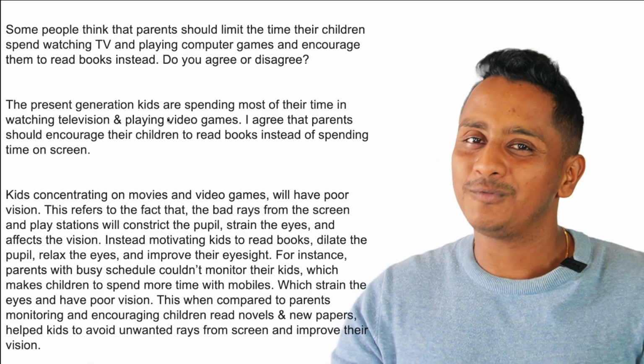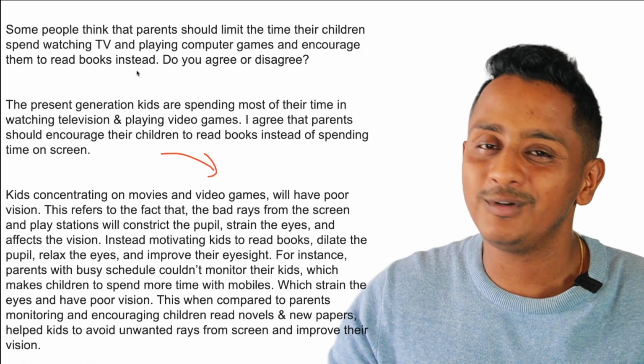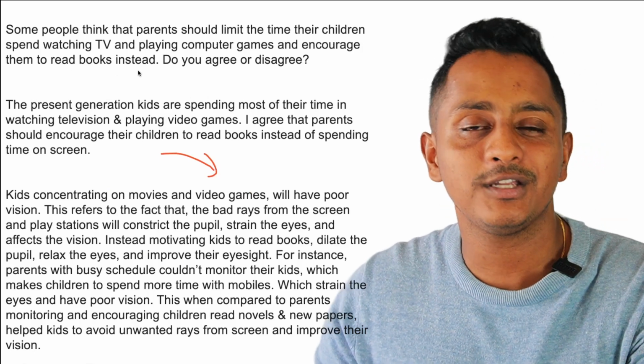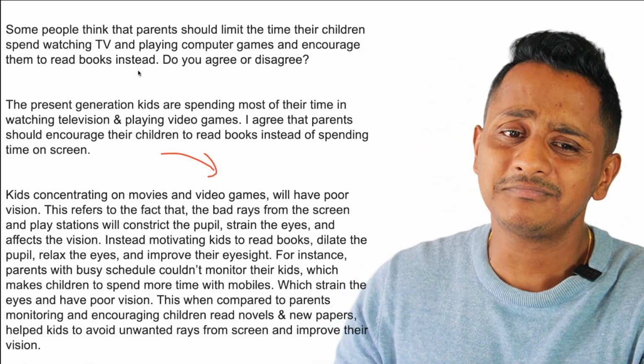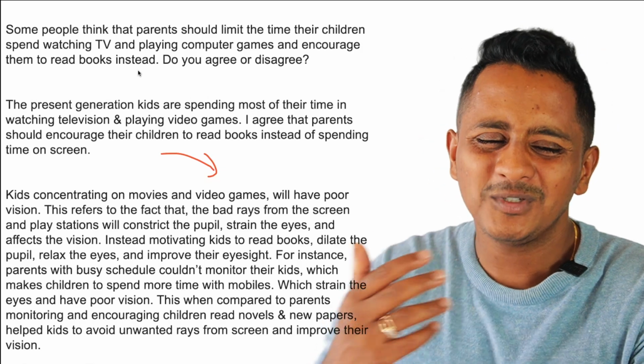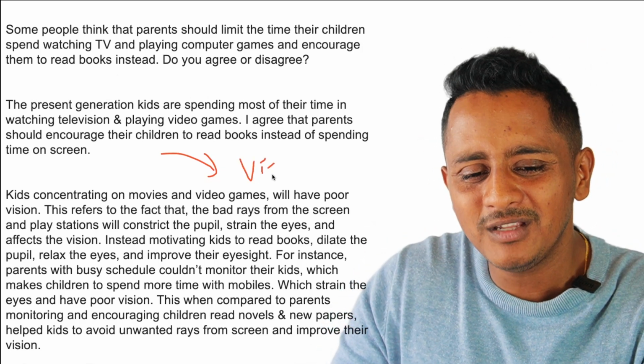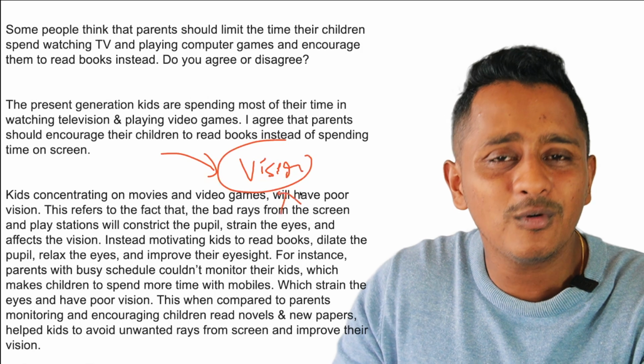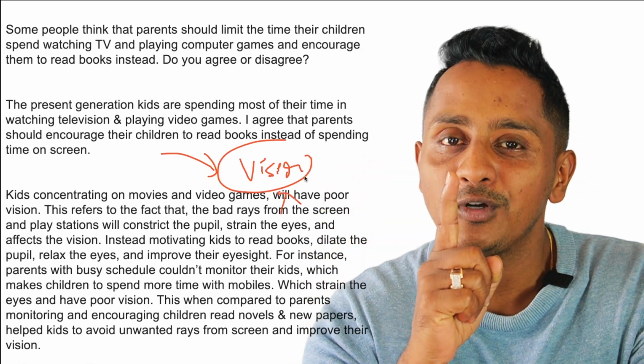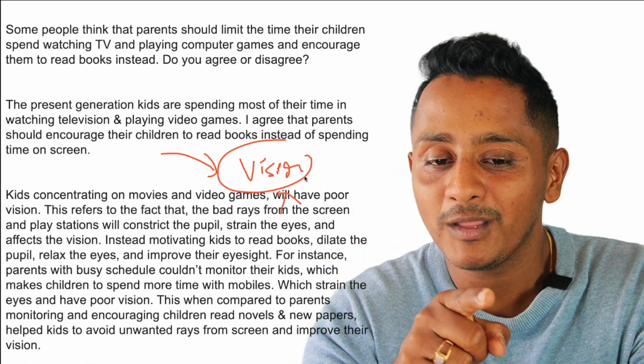Correct. Probably could have told instead, if children are encouraged to study books, probably they could. That's what the problem is. So the problem is the vision the person took. You cannot talk about vision when you read books. What can you talk about? Probably when you play computer games.